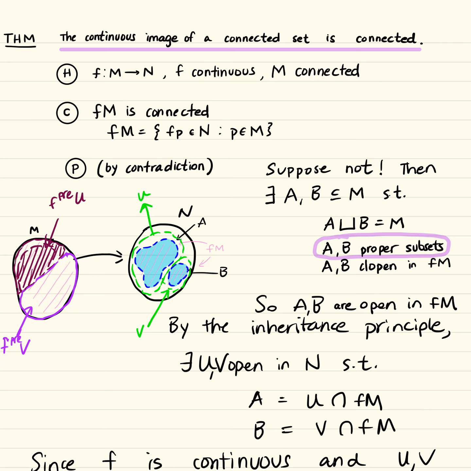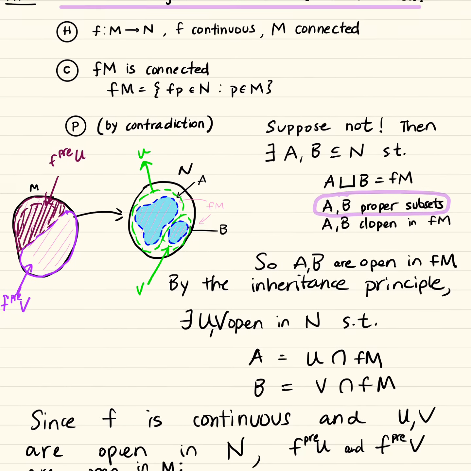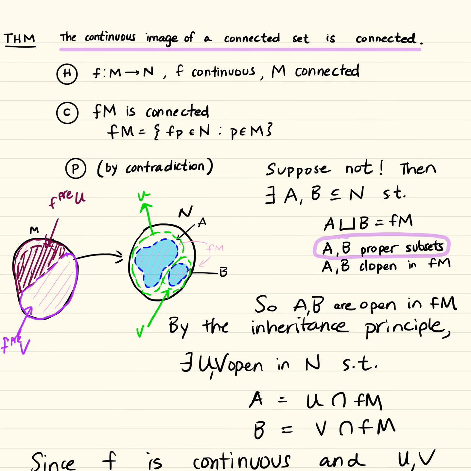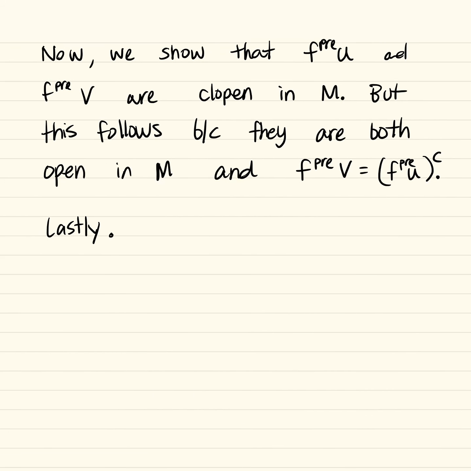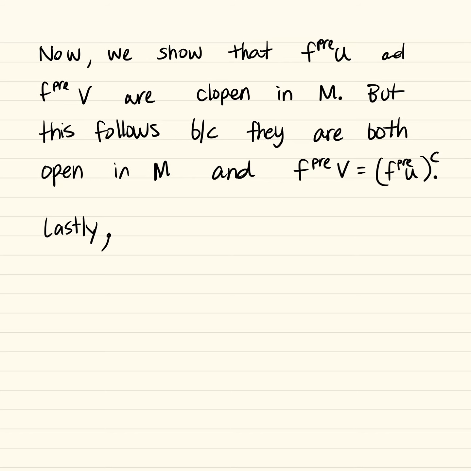I think I messed this up. Let me see. I need A and B subsets of N. Sorry. A and B subsets of N. Right? Such that A disjoint union B is the image, F of M. Did I not write that down somewhere? Okay. All right. I think we're good. Now, A and B are proper subsets. So that is going to, when we pull that back to M, we'll get that these preimages are also proper subsets. And that'll give us a contradiction.